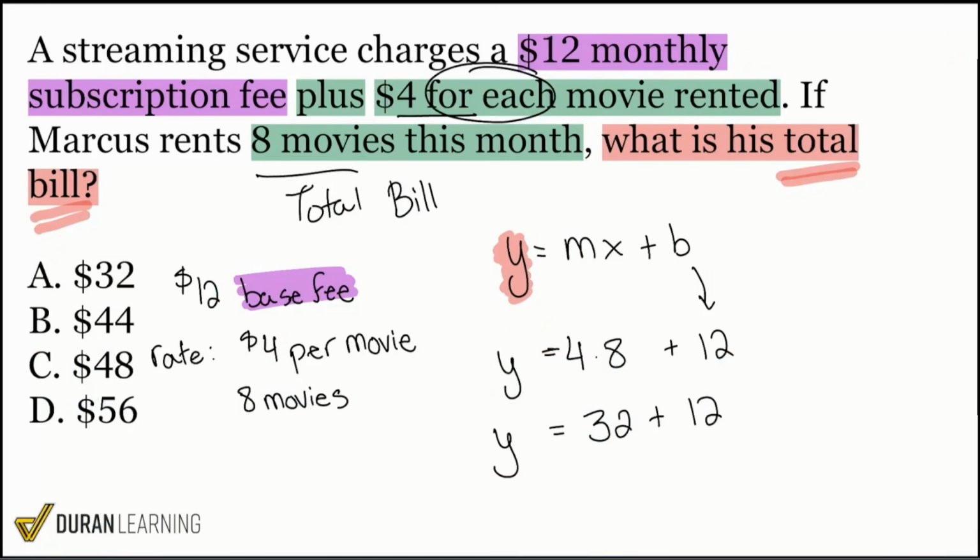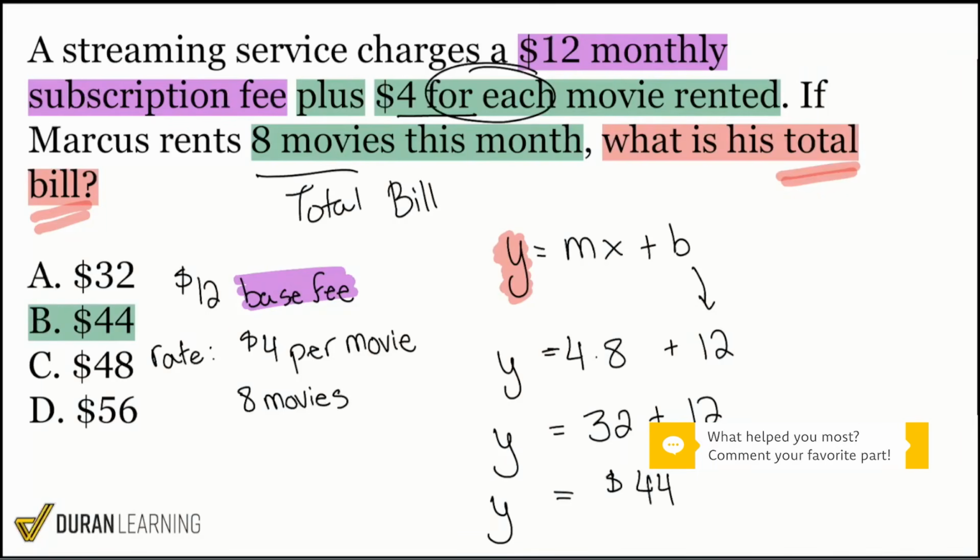When we add up our total bill at the end of the month, we'll see that we are paying a total bill of $44. Boom, that is answer choice B, and it's only obtainable if we plugged the right values into the right places.